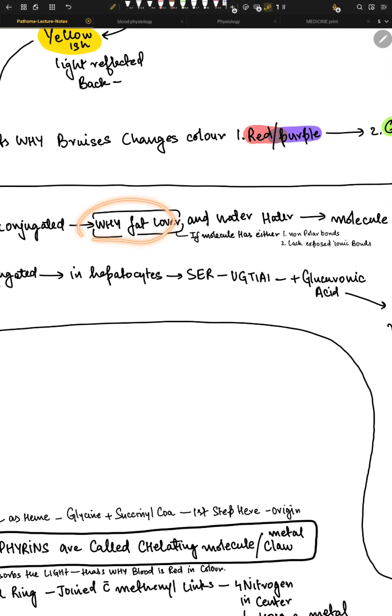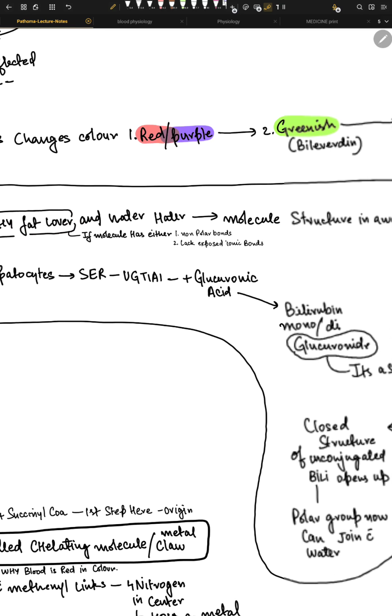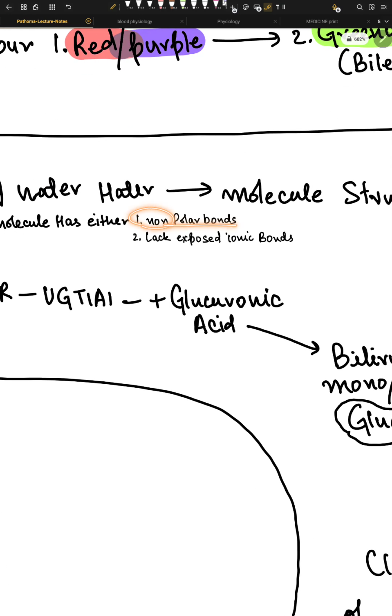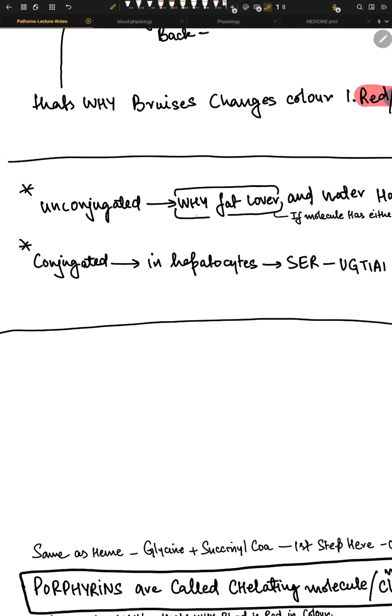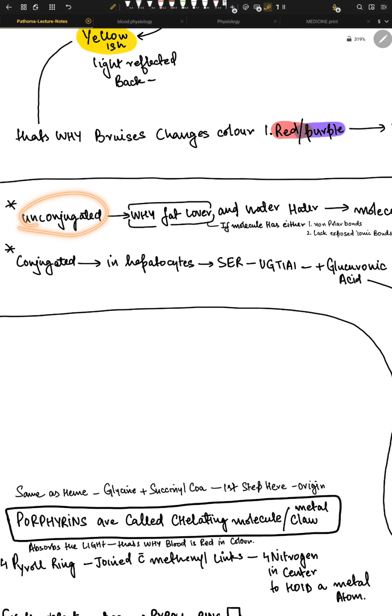Another question is why it is lipophilic, why it is a fat lover. If any molecule has non-polar bonds that are non-ionic, right? I hope you understand non-polar bonds. If you don't, please Google it. It's really important to understand. The other thing is if it lacks exposed ionic bonds. If both conditions are met, then we will have a lipophilic, or fat lover, molecule. So that's why unconjugated bilirubin is lipophilic and hydrophobic. So that concept is done.